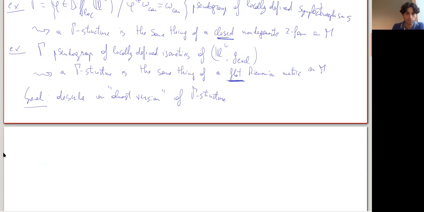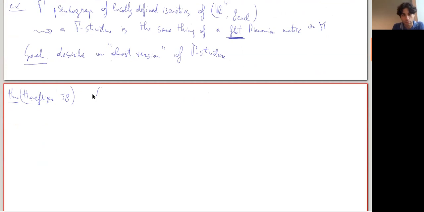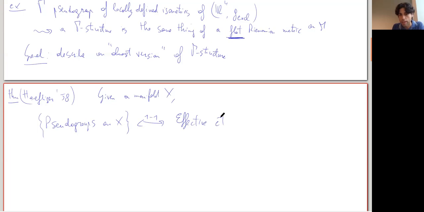So, theorem, this is due, as I said, to André Haefliger in '58. It says the following. It establishes a bijective correspondence. Given a manifold X, we can consider the class of pseudogroups on X, which we have already discussed. And this is in one-to-one correspondence with the class of effective étale Lie groupoids on X.